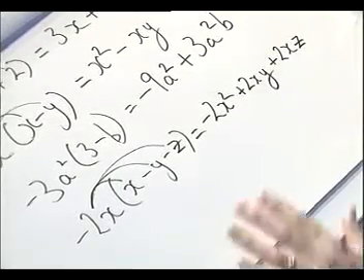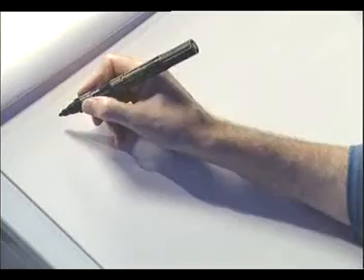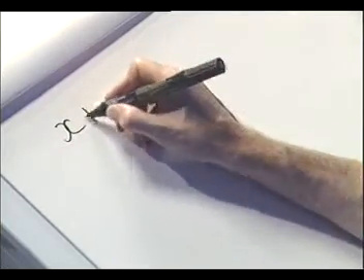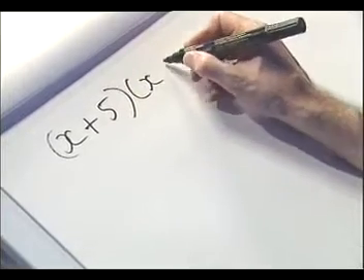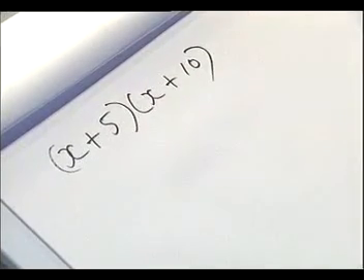Okay, those are reasonably straightforward, and you can find plenty of those in textbooks and other sources for you to practice. Let's now have a look at what happens if we want to multiply out expressions where there are two brackets multiplying each other. So, let's take x plus 5 times x plus 10.